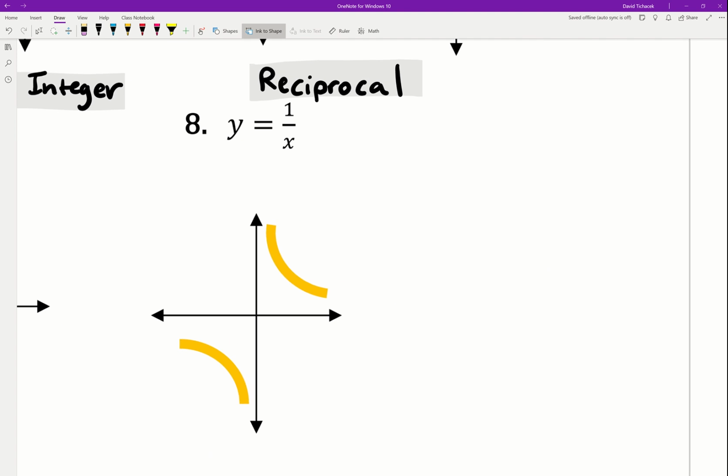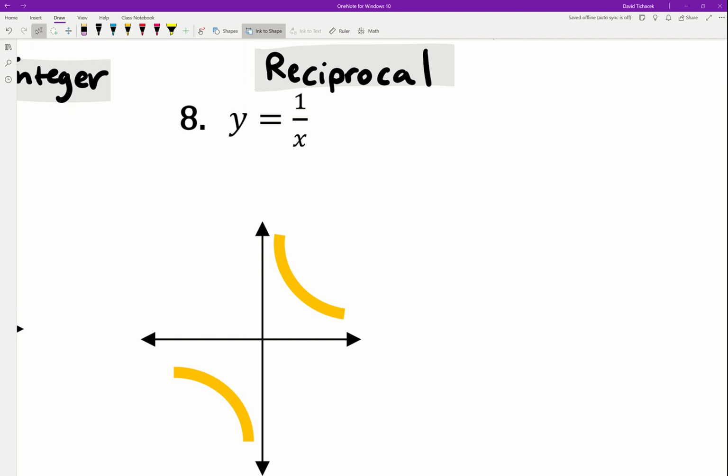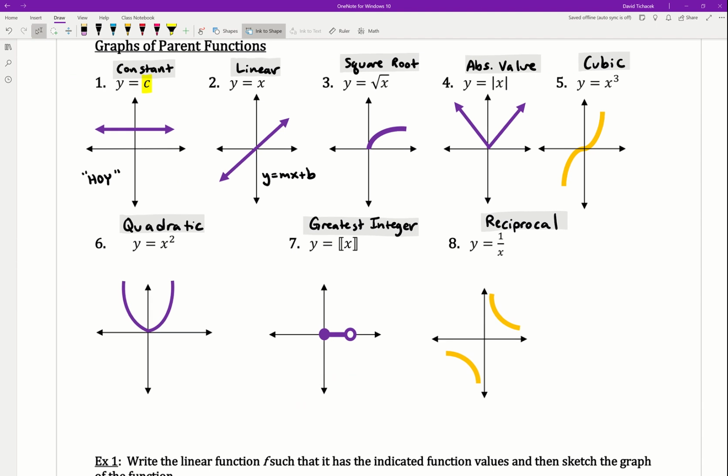And then, of course, we have our reciprocal family of functions. And so we learned that this shape is called a hyperbola. And we did a little bit of work with your reciprocal functions recently, so hopefully that's still fresh in your mind, right? So these are the basic families that we're going to discuss.